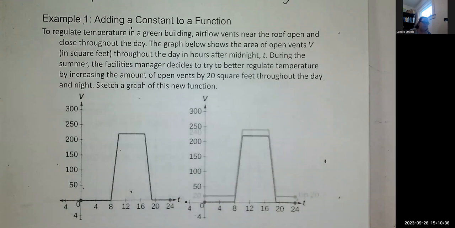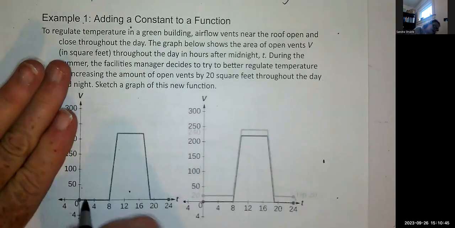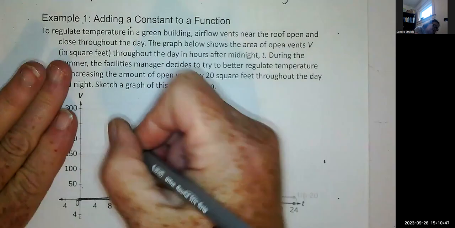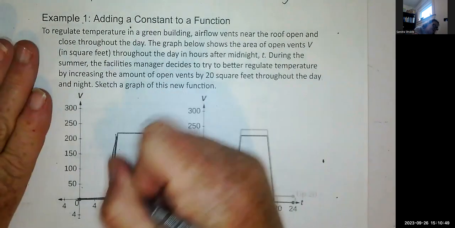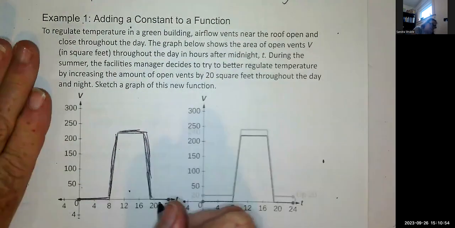Well, I didn't sketch it. I just pulled it in because I can't sketch it this nicely. So let me show you how this works. All right, the original function is this one here. This is going to be our V of t. All right, this should make it a little bit darker for you.